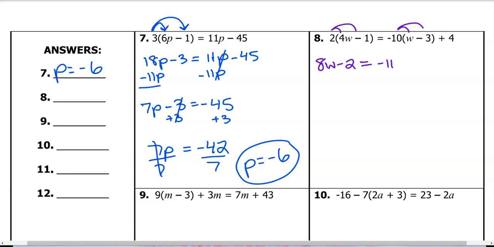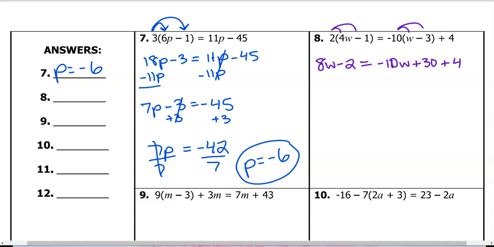There you go. Plus 30. Why does it become a plus 30? Yeah, two negatives. Negative 10 and negative 3 give me positive 30. And don't forget, we still have that plus 4. How come I didn't multiply it by negative 10? It was not in my parentheses, so it doesn't get it.